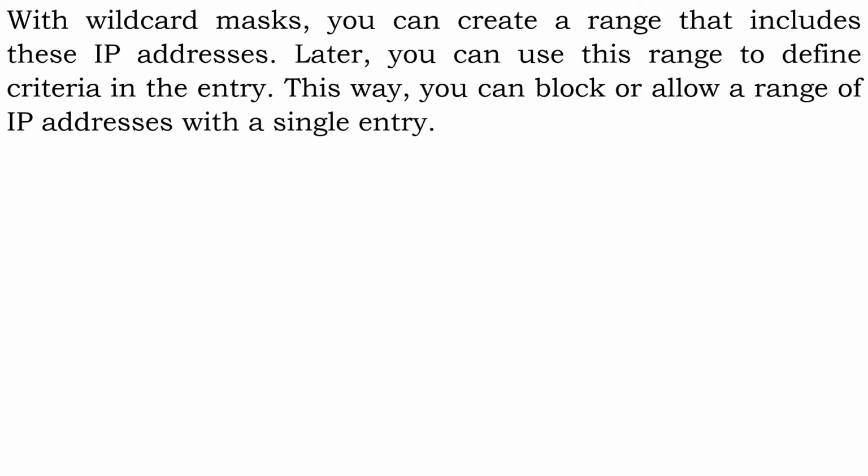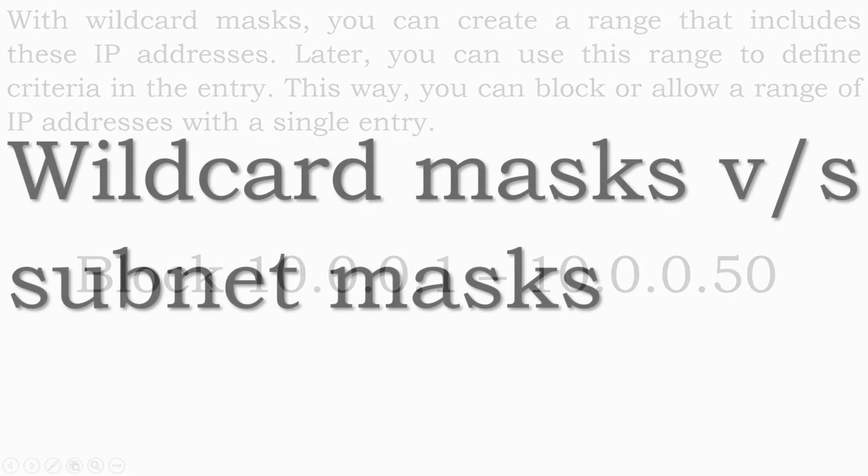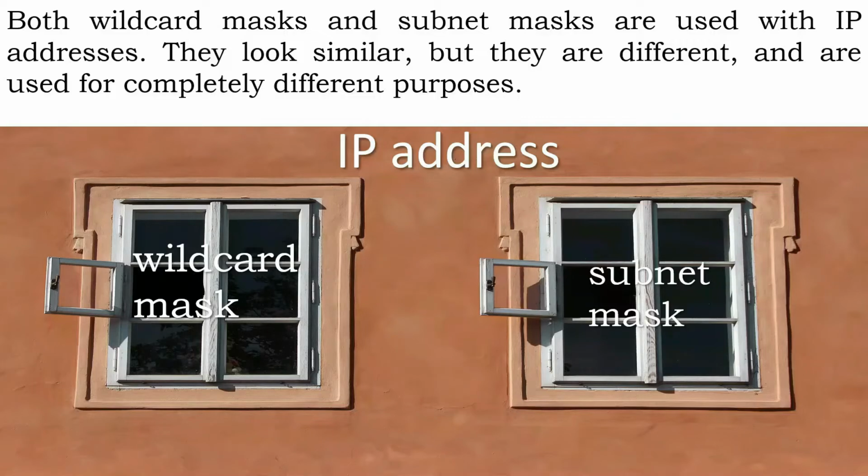With wildcard masks, you can create a range that includes these IP addresses. Later, you can use this range to define criteria in the entry. This way, you can block or allow a range of IP addresses with a single entry. Both wildcard masks and subnet masks are used with IP addresses. They look similar, but they are different, and are used for completely different purposes.